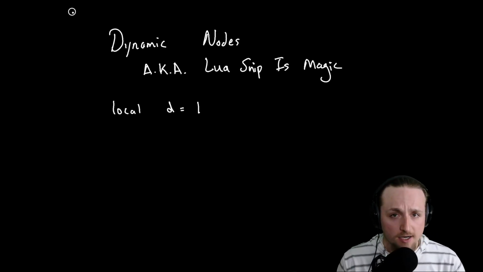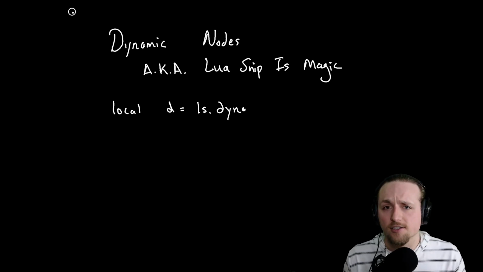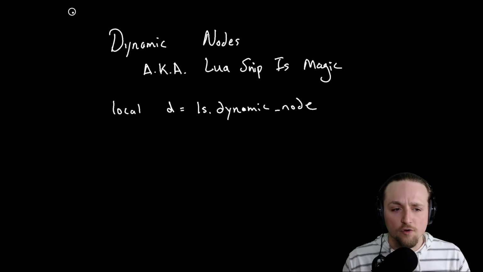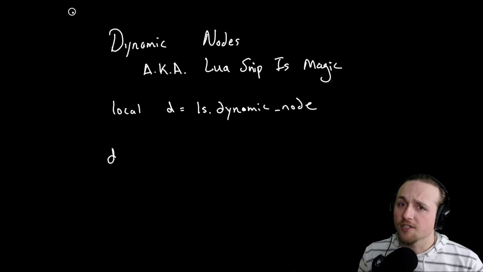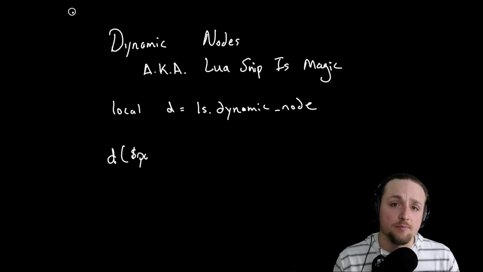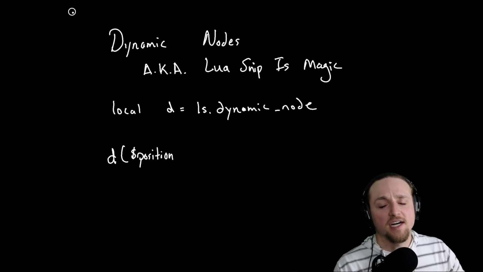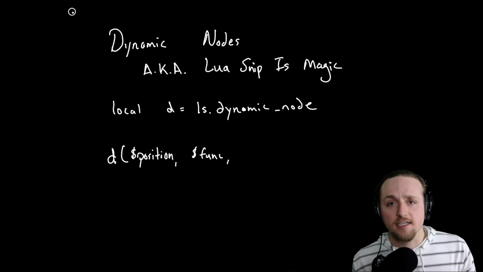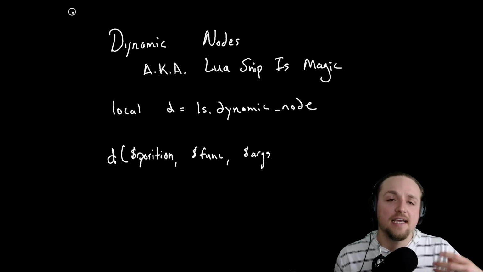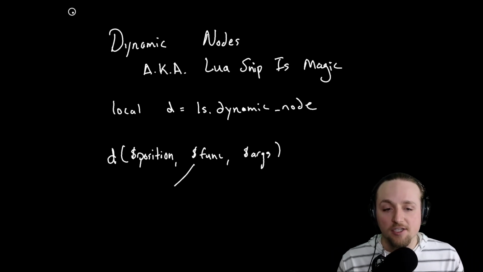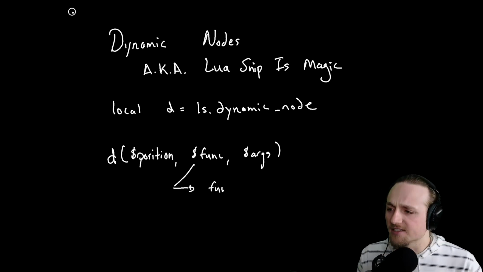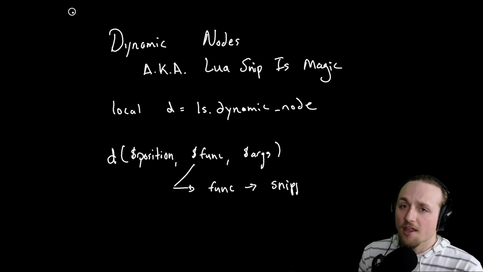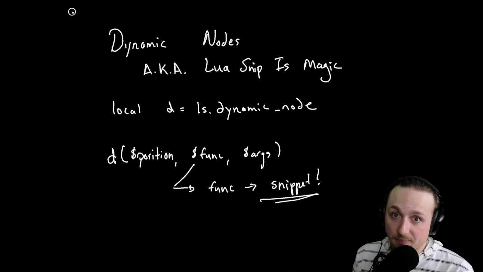So throughout our usage, we'll use D as our shortcut for dynamic node. As before, the first parameter that we're going to be passing to the dynamic node is its position. The second one will be a function, and then we're going to forward in the indexes or the args that we want to be able to pass into this dynamic node. In this case, though, the difference is dynamic nodes don't return strings, they return snippets.